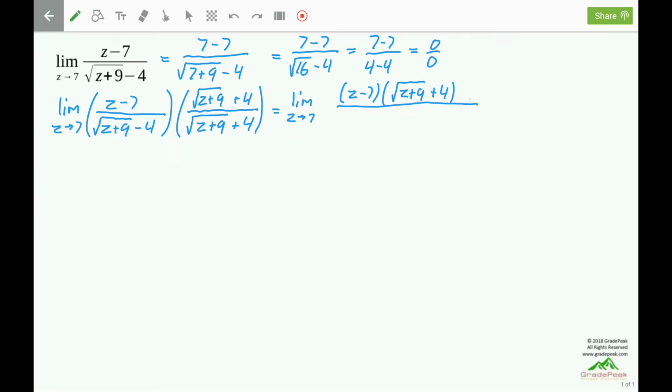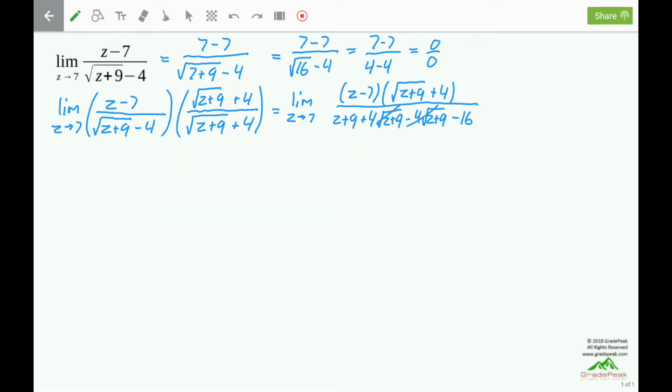I'm going to leave it factored, as you see there. In the denominator, I am going to FOIL out, since those are root conjugates. First, square root of z plus 9 times the square root of z plus 9, which will give us a z plus 9. Outside, square root of z plus 9 times a positive 4, that will give me a positive 4 square root of z plus 9. Inside, negative 4 times the square root of z plus 9, which will give me negative 4 square root of z plus 9. And then last, negative 4 times a positive 4, which is a negative 16.